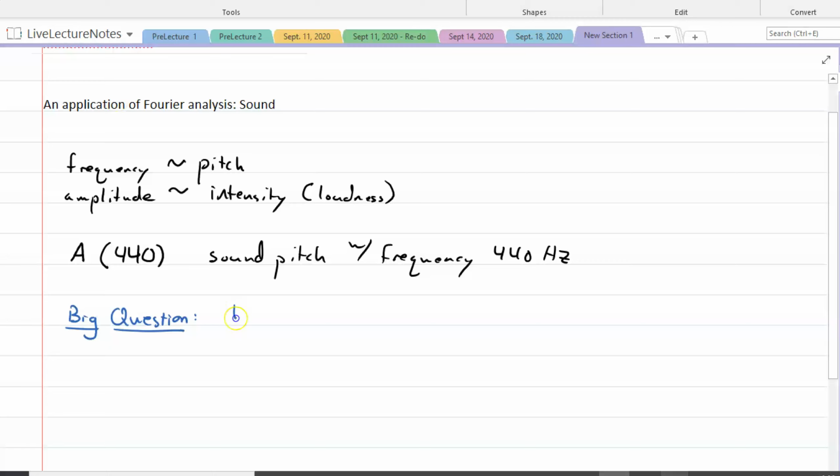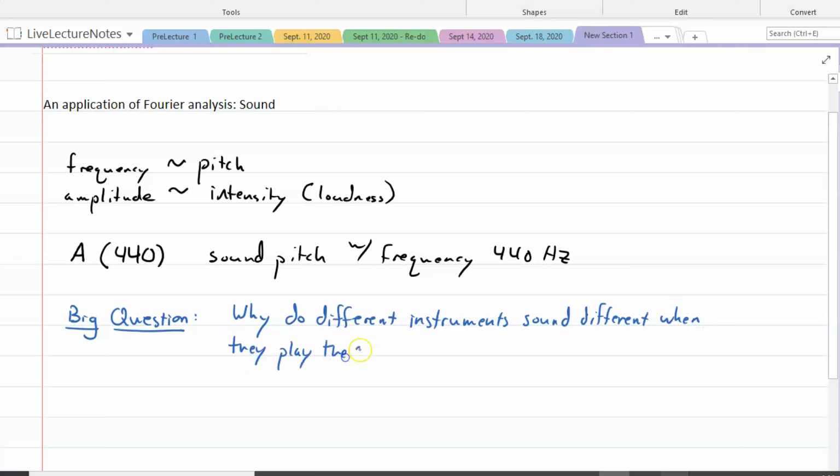So the big question is, why do different instruments sound different when they're playing the same note? And for that answer, that will lead us to Fourier series. And so we're going to try to answer that question.